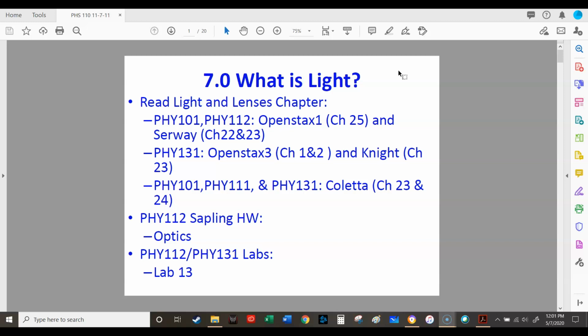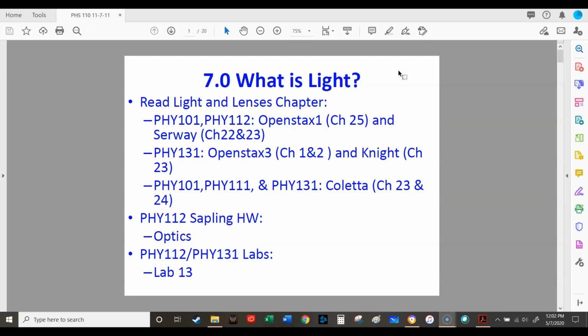This is module 7. So please read OpenStax, please read Coletta, chapter 23 on light, reflection and refraction, but also some other things, and also chapter 24, which is on curved mirrors and lenses, and also geometric optical objects. Also, other books that you might want to go to are OpenStax, Survey, and Knight, and I have those chapters listed out here.